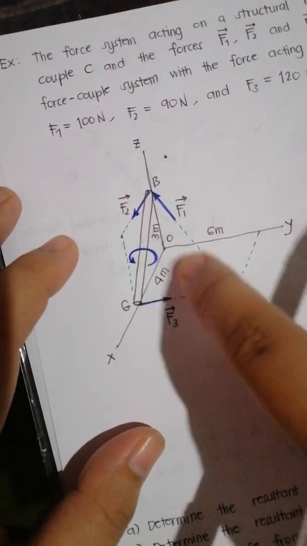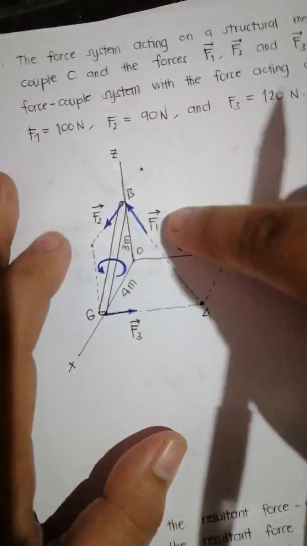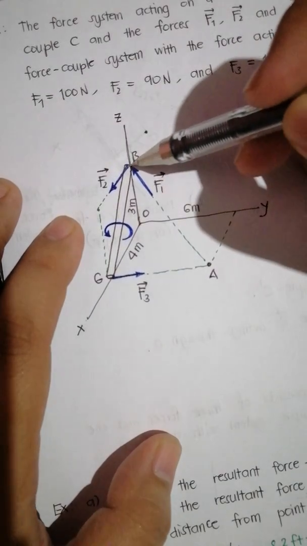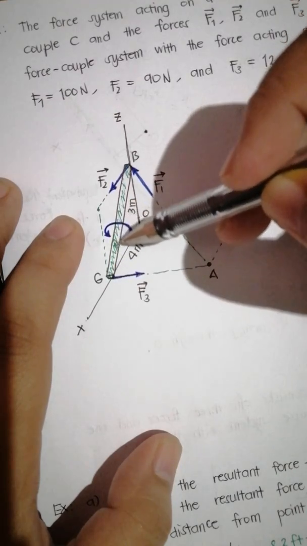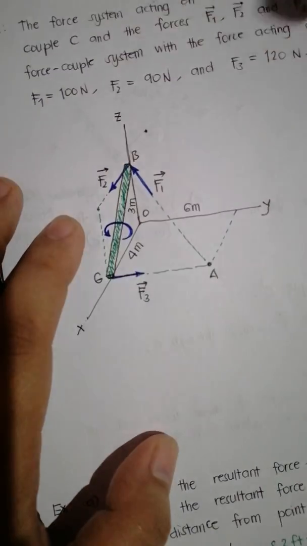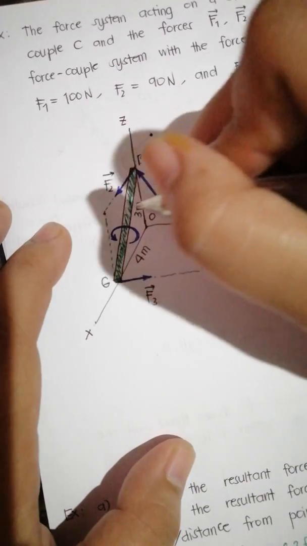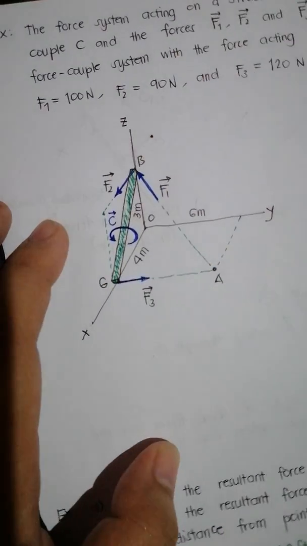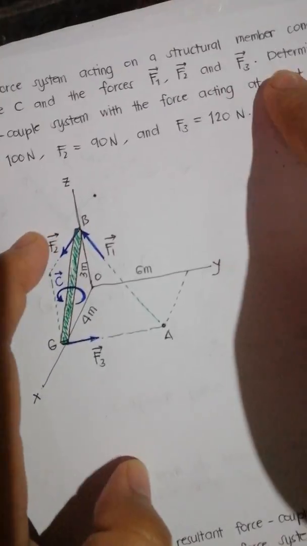Okay. This is another force system. It's acting on a structural member, consists of couple C. So, ito yung structural member natin. It's like a bar. It's like a prismatic bar. Tapos, with this prismatic bar, there are forces acting on it and also a couple moment acting on it. Ayan. So, ito yung couple C. Bigyan lang natin ng pangalan. It's the couple vector C. Ayan. And then, yung forces F1, F2, and F3 acting on it.